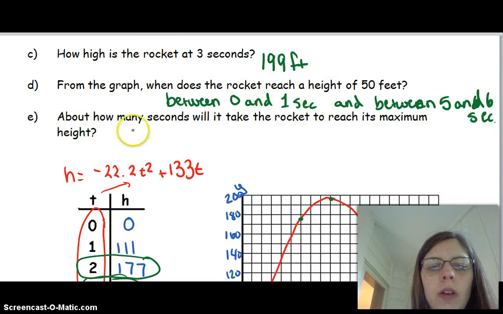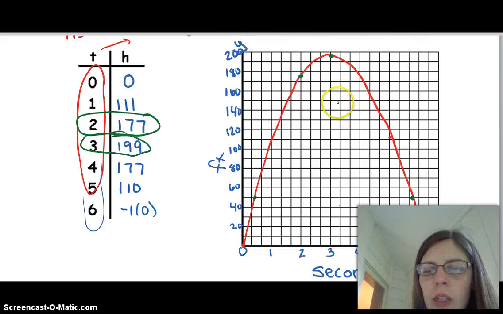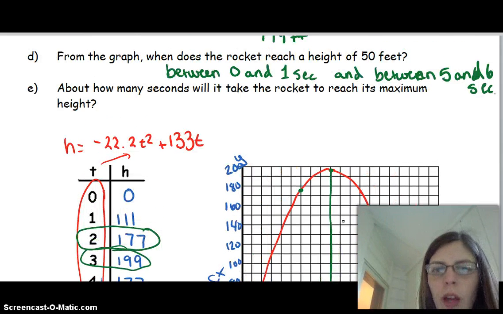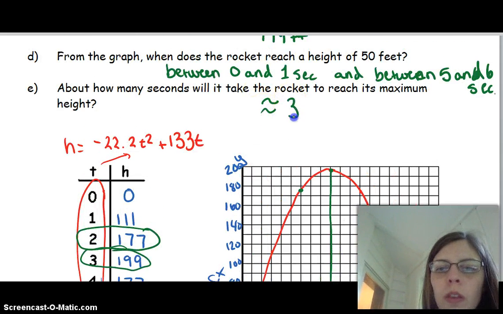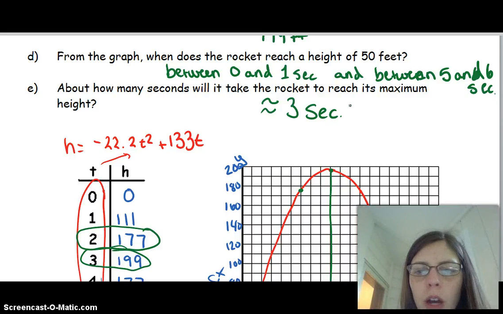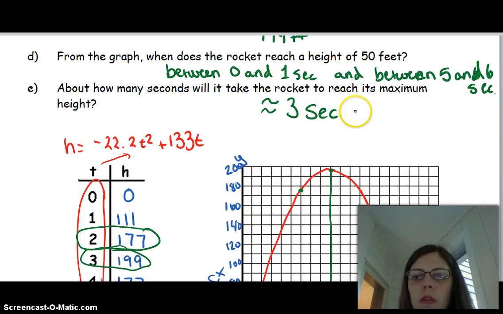E says about how many seconds will it take for the rocket to reach its maximum height. So its maximum height is here at 199, and we know that that is at about 3 seconds. So I can put that there, about 3 seconds. Remember when you're doing your practice tests and your homework that you need to label all your answers. All right, let's move to the next page.